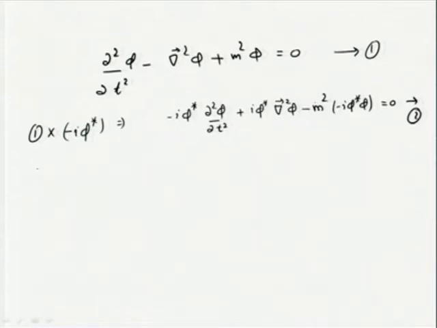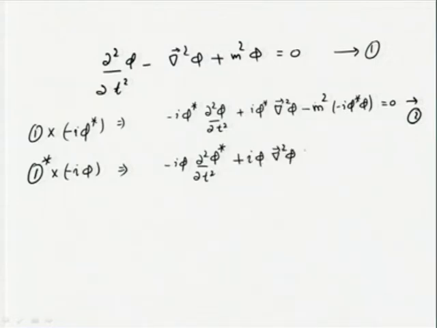Now let me take the complex conjugate of equation 1 and multiply this by minus i phi. That will give me minus i phi dou square over dou t square phi star. I have taken the complex conjugate of equation 1, and again that becomes plus i phi del square phi star, minus m square, only one minus sign there, phi star phi equal to 0. So, this is equation 3.